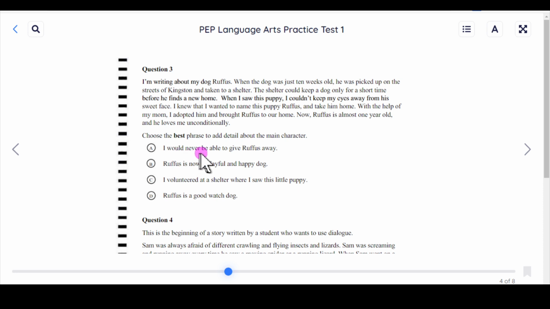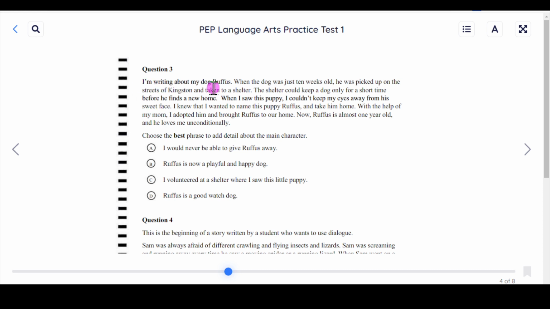A, I would never be able to give Rufus away. B, Rufus is now a playful and happy dog. C, I volunteered at the shelter where I saw this little puppy. D, Rufus is a good watchdog. I'm going to read my paragraph again to make sure that I have not missed out on anything, and then I'll go to answer my question.